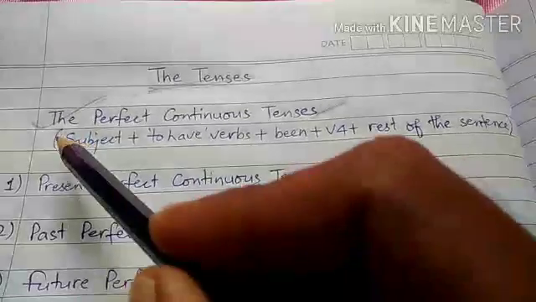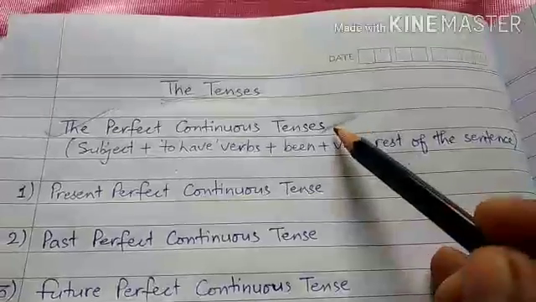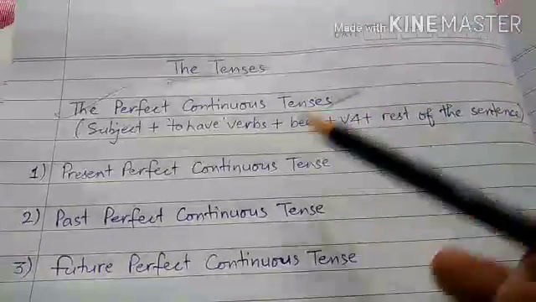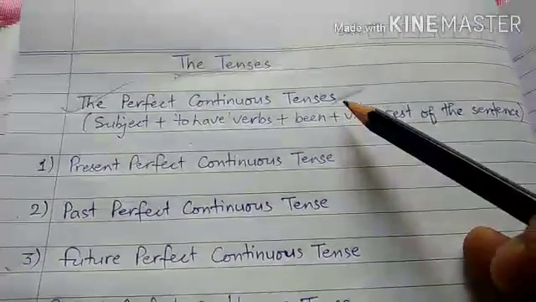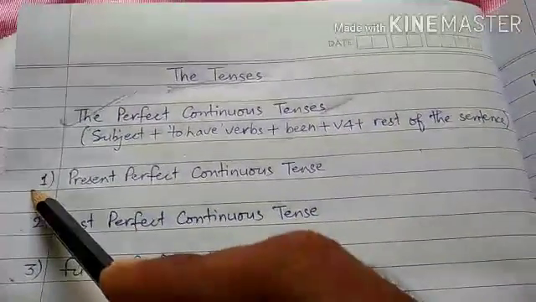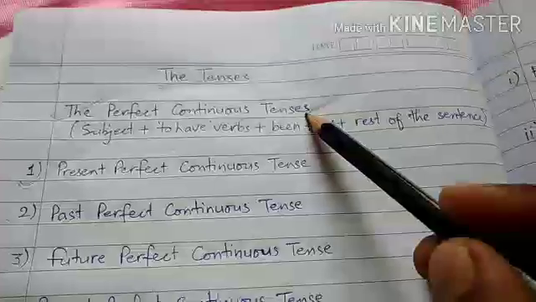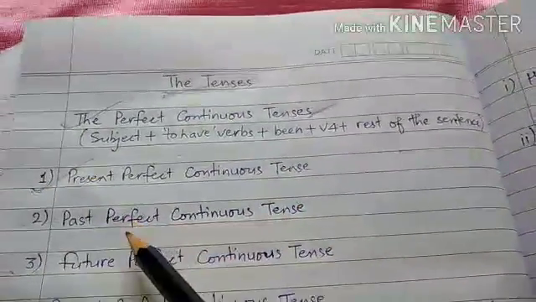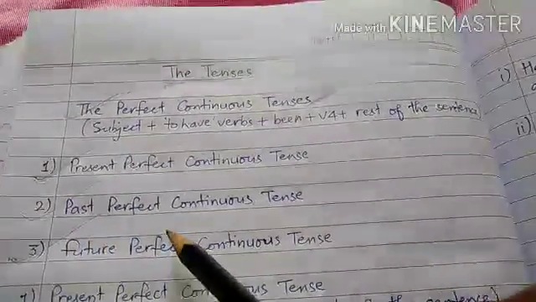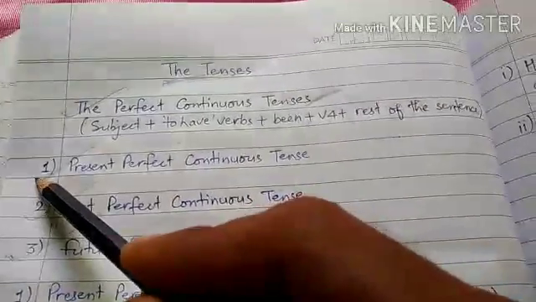Because if we go in detail with the perfect continuous tenses, as a whole, they are again further divided and classified into three other major tenses according to the time reference of the actions. Like the perfect continuous tenses are further classified into present perfect continuous tense, past perfect continuous tense, and future perfect continuous tense.